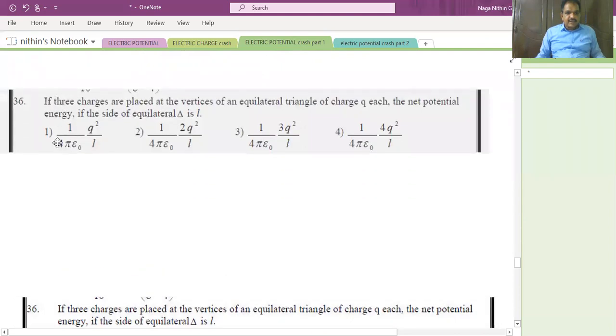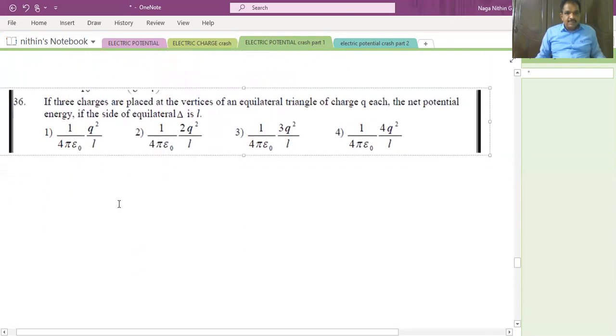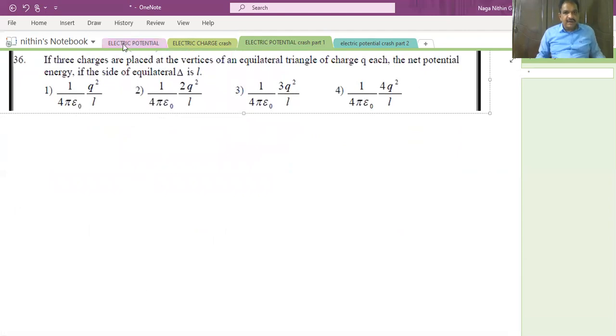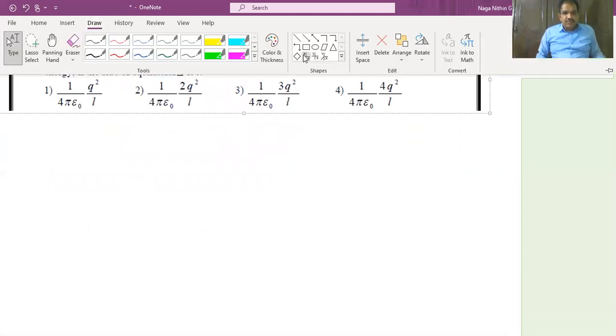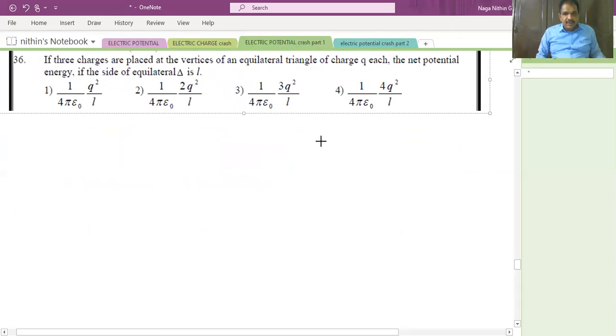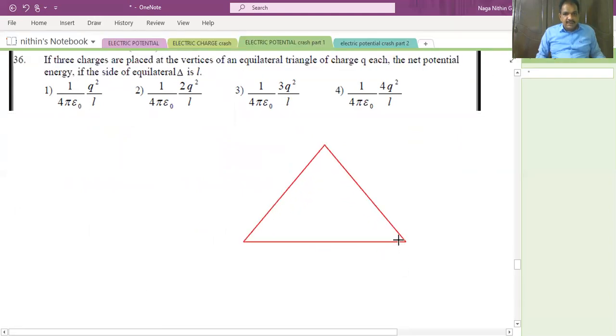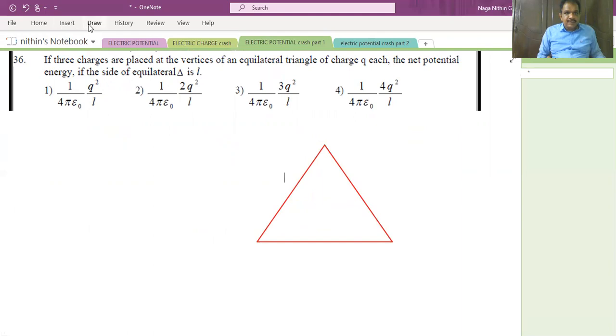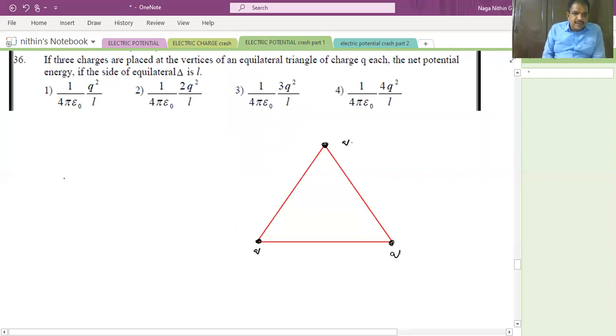Next, 36, you see. 3 charges are placed at the vertices of an equilateral triangle. Net potential energy, how much? This will be simple only. So there is a triangle like this, an equilateral triangle. Now here 3 charges are placed. Here a charge Q. Here a charge Q. Here a charge Q placed. What is the potential energy of the system?